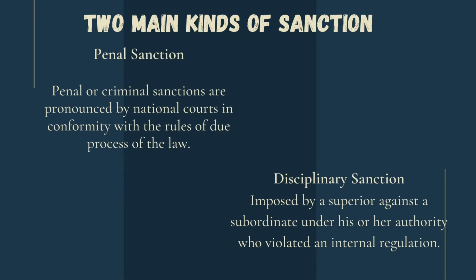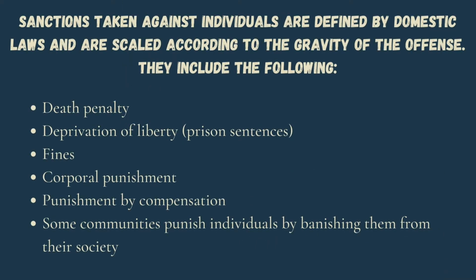First is the penal sanction. Penal or criminal sanctions are pronounced by national courts in conformity with the rules of due process of law. Lastly, disciplinary sanction is imposed by a superior against a subordinate under his or her authority who violated an internal regulation.